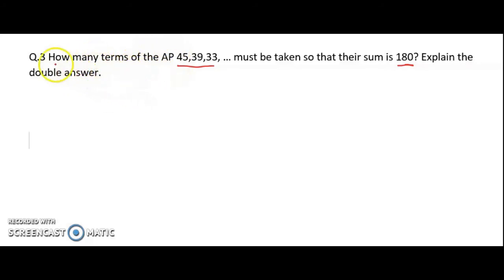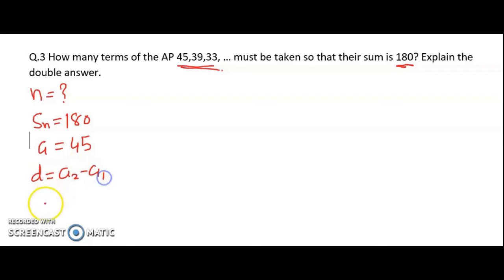So first of all, let's find out how many terms are needed in this arithmetic progression to get the sum equal to 180. So how many means we have to find out the value of n. The sum of n terms is 180. Now in this arithmetic progression, the first term a is given, 45, and to find d, you can use the formula a2 minus a1. So a2 is 39, the second term, and a1 is 45. So we get the common difference equal to minus 6.